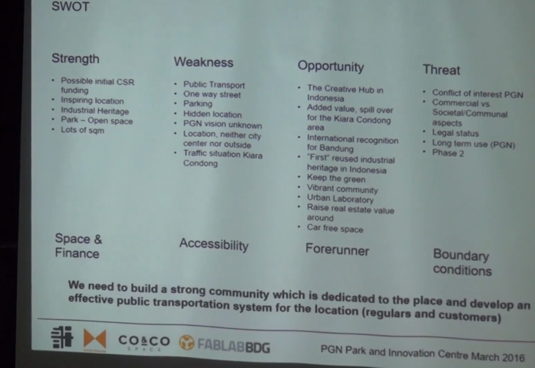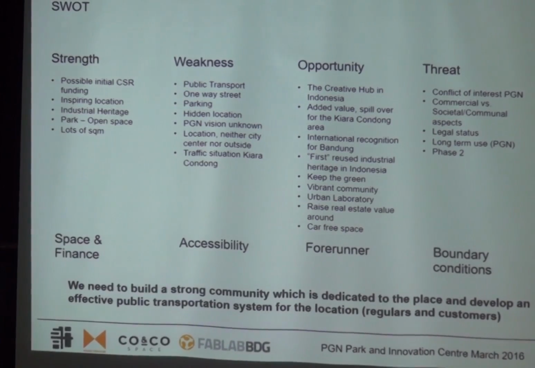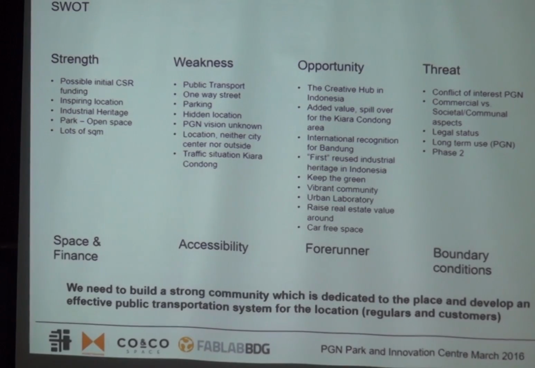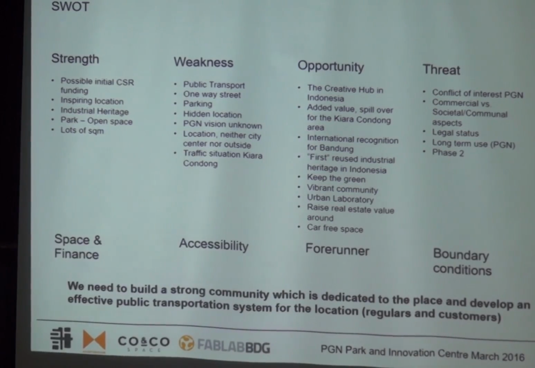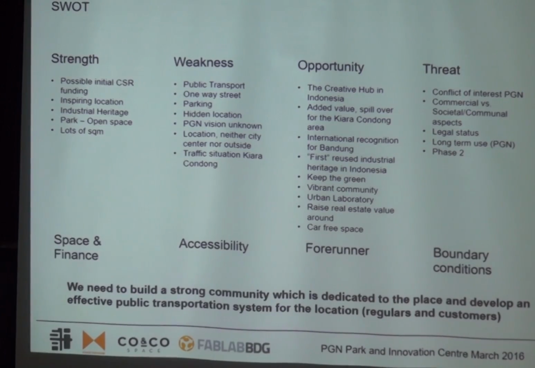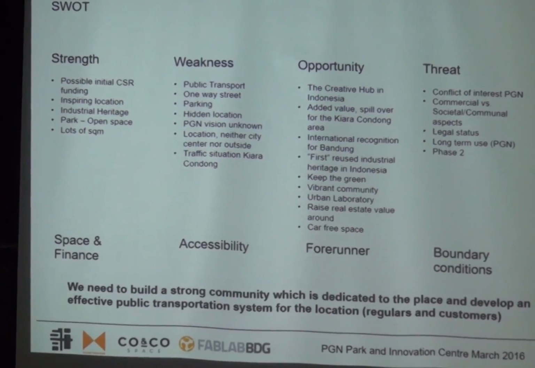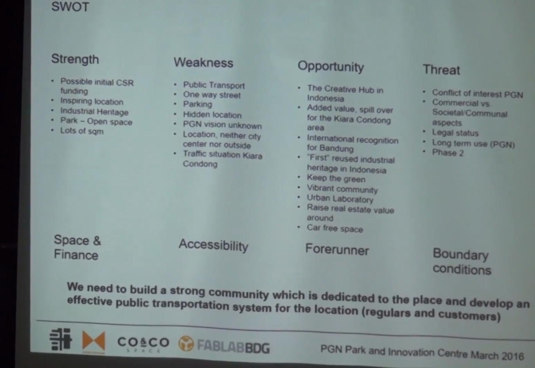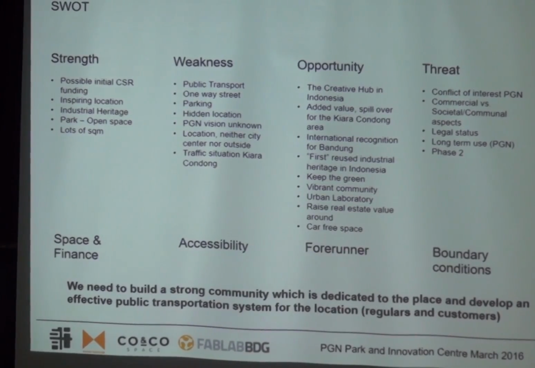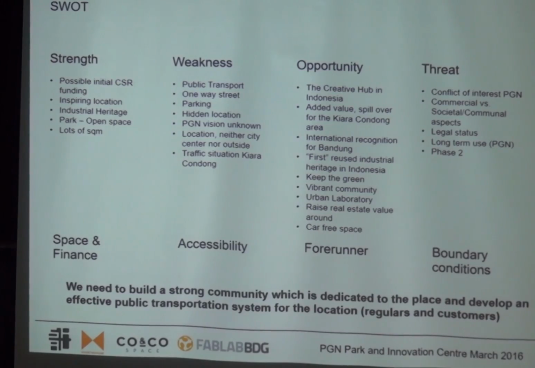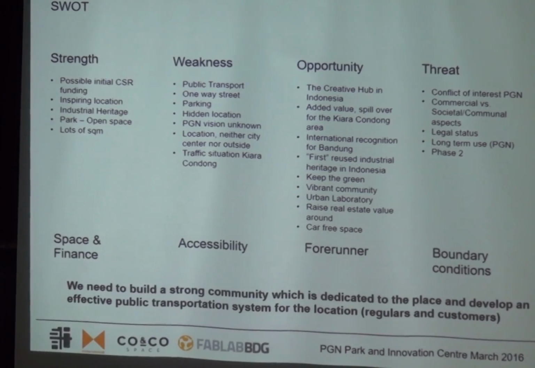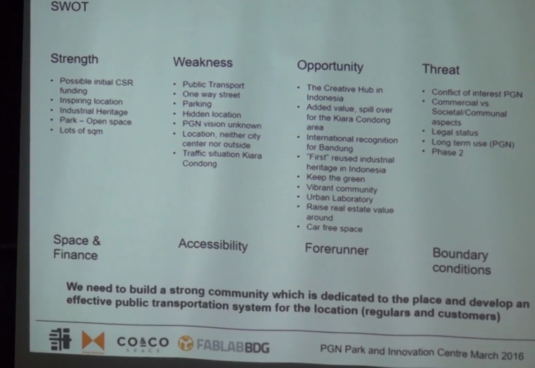I don't go so much into the threats because it's very much related to the client. But the opportunities would have been making one of the first really impactful creative hubs in Indonesia. We could create added value. So if this center works, you also should think maybe with your project, what can it do in the future for the area? The spillover effect.